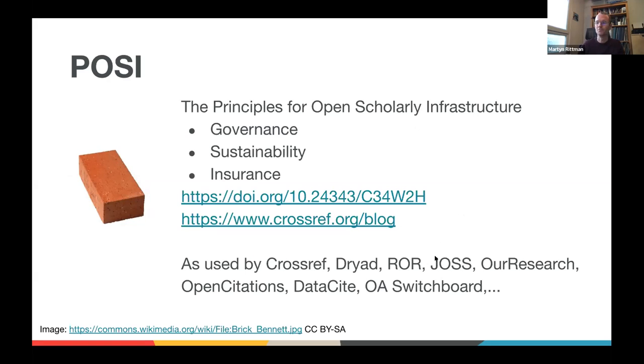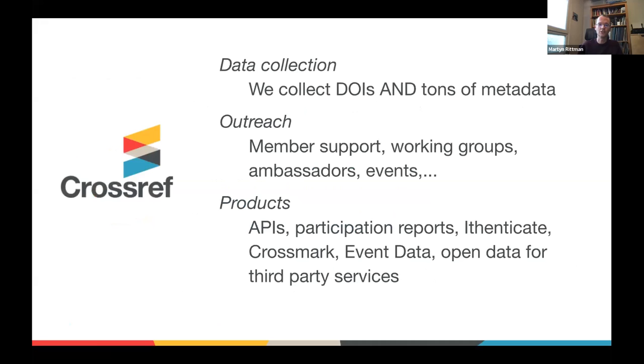I put the full link to the blog, which is very long, in the chat. A number of organizations have adopted POSI, and one of the advantages for us is that it helps when we partner with other organizations. If they've also adopted POSI, it helps us establish a working relationship. It's really the foundation now of how we build our services and products and what we do to fulfill Crossref's mission. So what do we do?